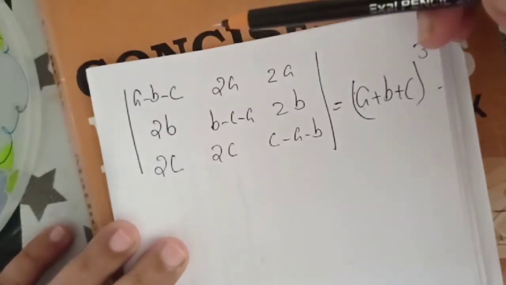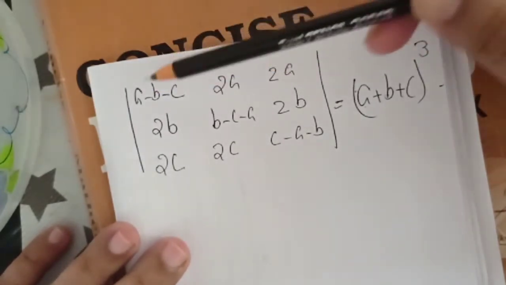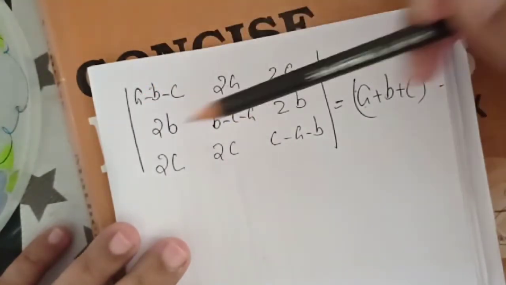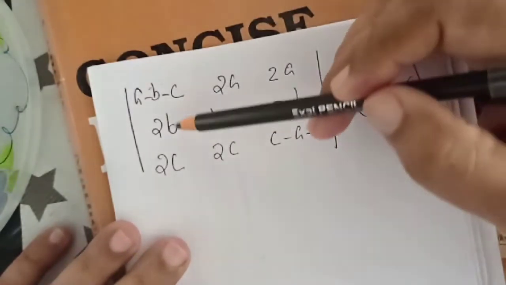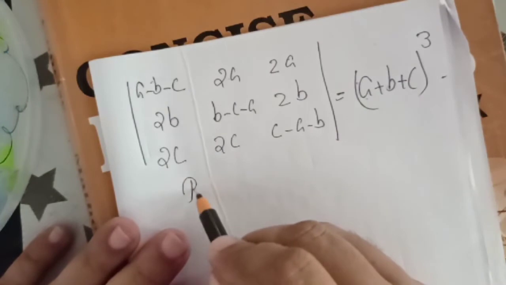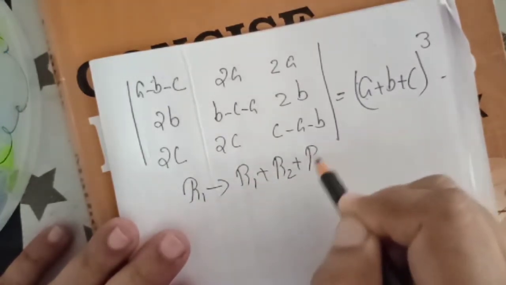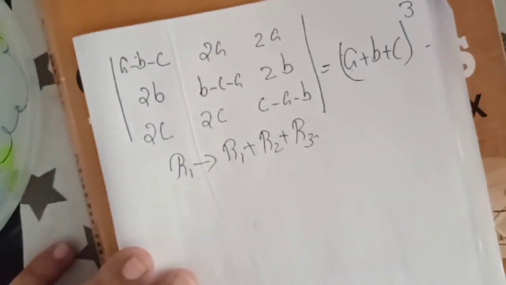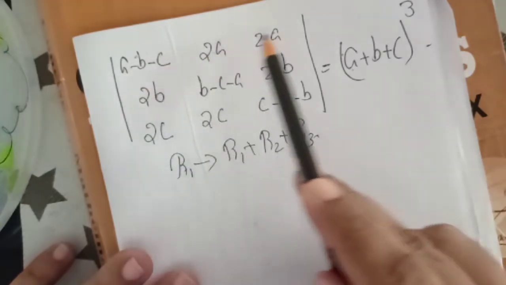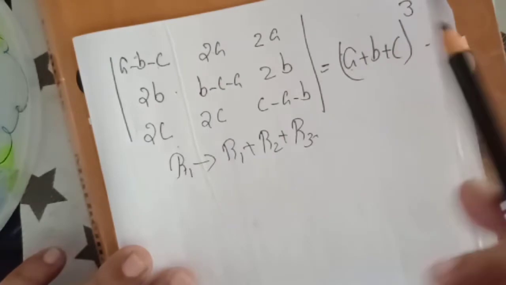Here also A minus B minus C, this is 2A. When you add, C1 changes to 2A plus 2A, 4A plus A, 5A. No common like that. Then when you take this, R1 changes to R1 plus R2 plus R3. I am going to do R1, means the first row changes to R1 plus R2 plus R3.